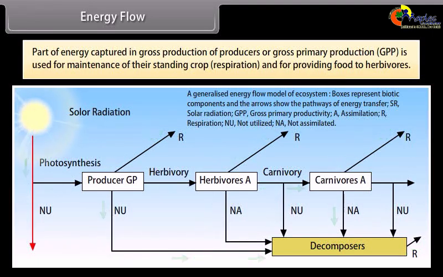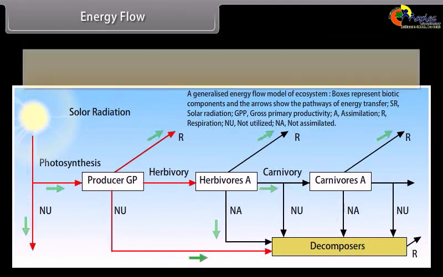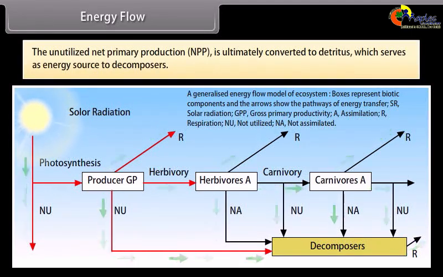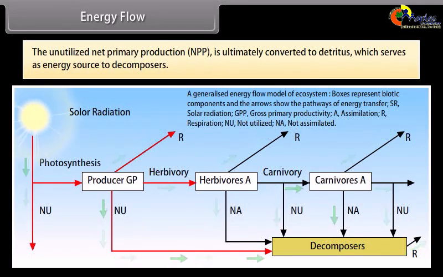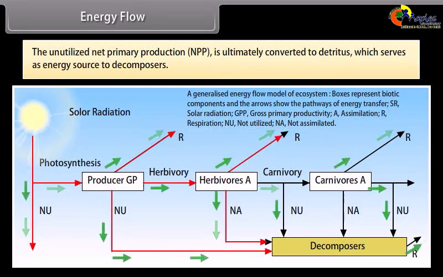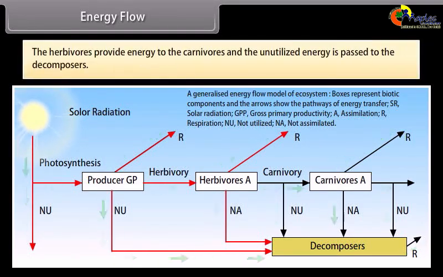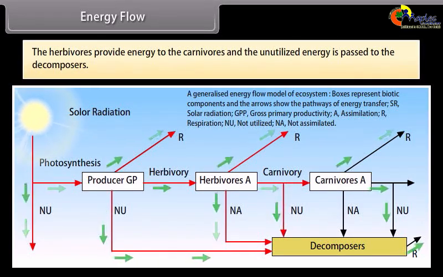Part of the energy captured in gross production of producers, or gross primary production (GPP), is used for maintenance of their standing crop, respiration, and for providing food to herbivores. The unutilized net primary production (NPP) is ultimately converted to detritus, which serves as an energy source to decomposers. The herbivores provide energy to the carnivores, and the unutilized energy is passed to the decomposers.